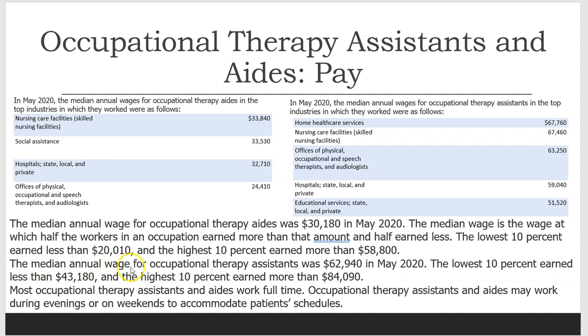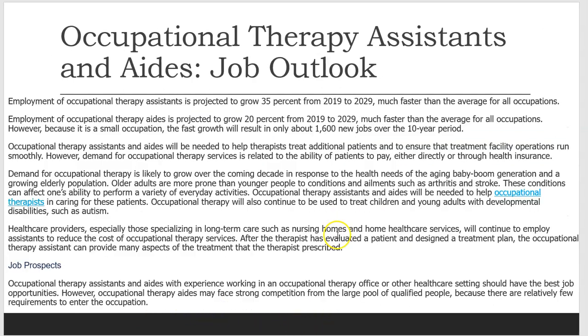The median annual wage for occupational therapy assistants was $62,940 in May 2020. The lowest 10% earned less than $43,180, and the highest 10% earned more than $84,090. Most occupational therapy assistants and aides work full-time. Occupational therapy assistants and aides may work during evenings or on weekends to accommodate patients' schedules.